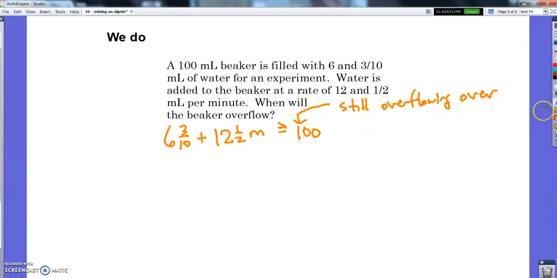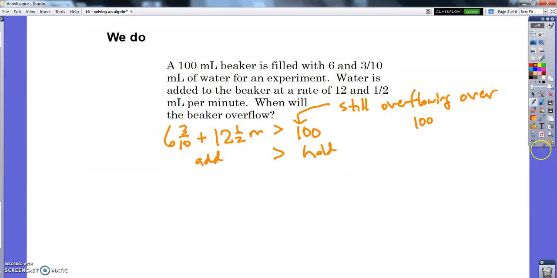And actually, you know what? I don't even know if that's right. Because at 100 exactly, it's probably not overflowing, right? At 100 exactly, it's full. So it's not even going to be greater than or equal to, I don't think. I think I really want to know when is it just greater than 100. Because it won't overflow at 100. It'll overflow over 100. So I'm going to change it to just a greater sign. I want to know when is the amount I add greater than what it can hold.